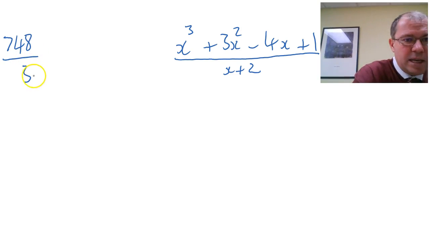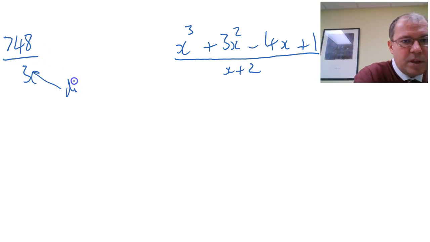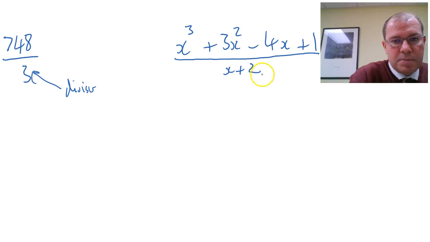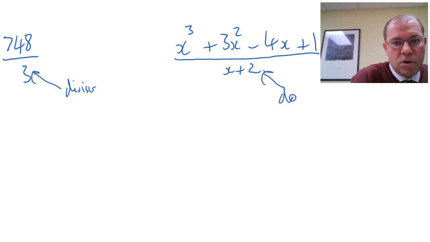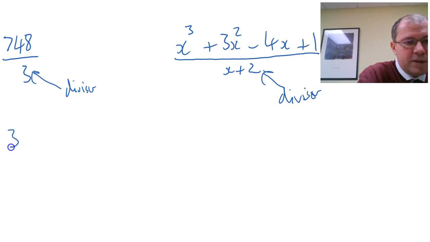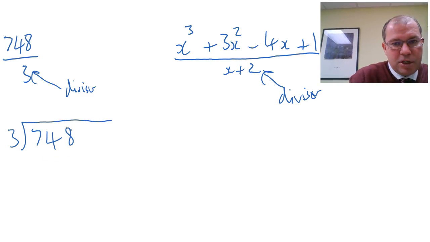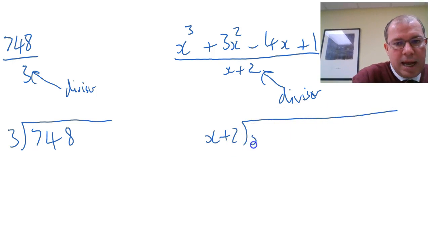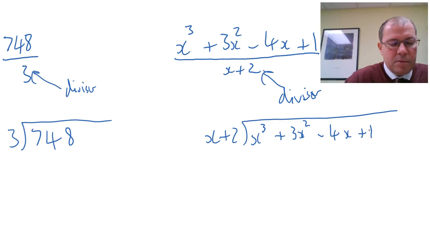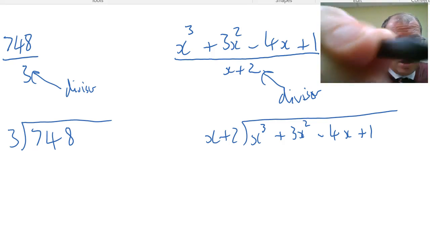I would call the 3 here the divisor, and equally x plus 2 in the polynomial we would call the divisor. So let's start. When I'm doing long division, we do 3 into 748. And if we're doing the algebraic one, we do x plus 2 into x cubed plus 3x squared minus 4x plus 1.